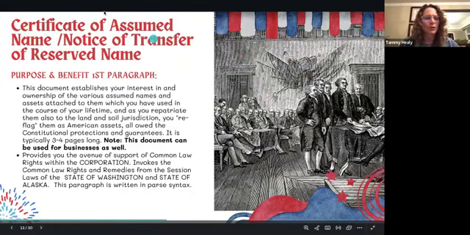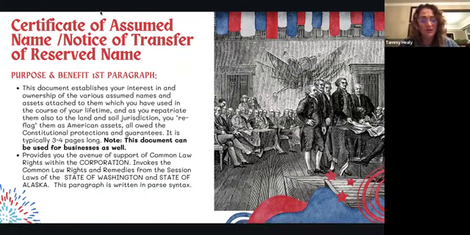All right. So purpose and benefit in the first paragraph. This document establishes your interest in and ownership of the various assumed names and assets attached to them, which you have used in the course of your lifetime. And as you repatriate them also to the land and soil jurisdiction, you reflag them as American assets, all owed the constitutional protections and guarantees.